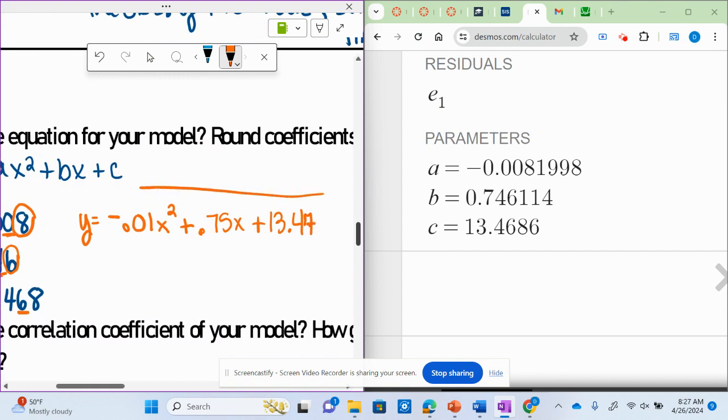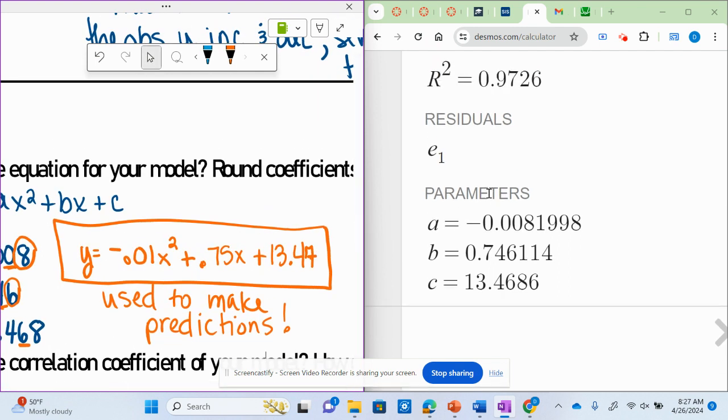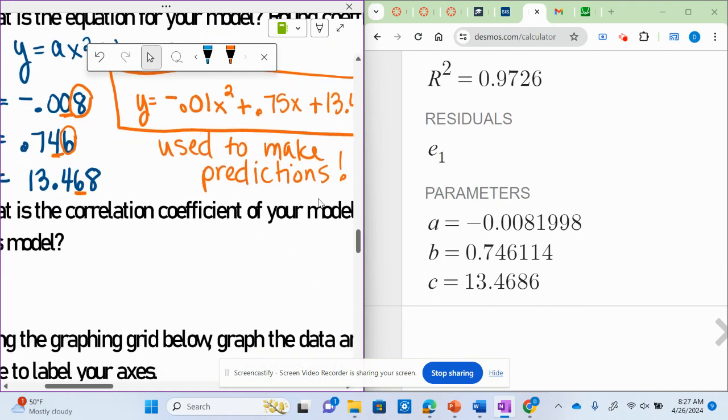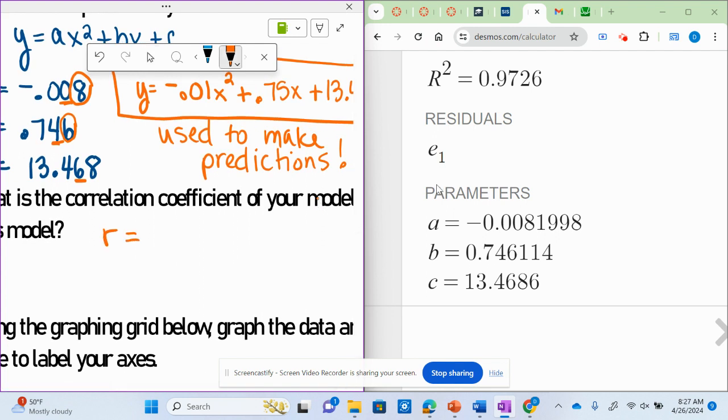This is the regression equation. So I'm going to put a box around it, and I'm going to remind myself that this is used to make what? It's used to make predictions, right? Okay. What is my R value? That's the next question. It says, what is the correlation coefficient of your model? Well, my R is 0.9726. And so I just left that as a 0.97.